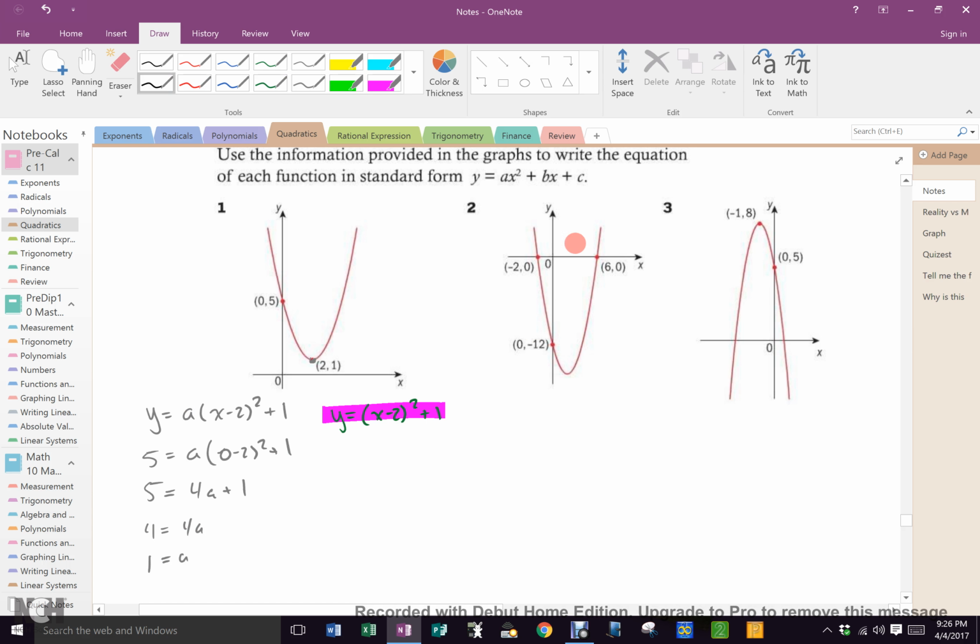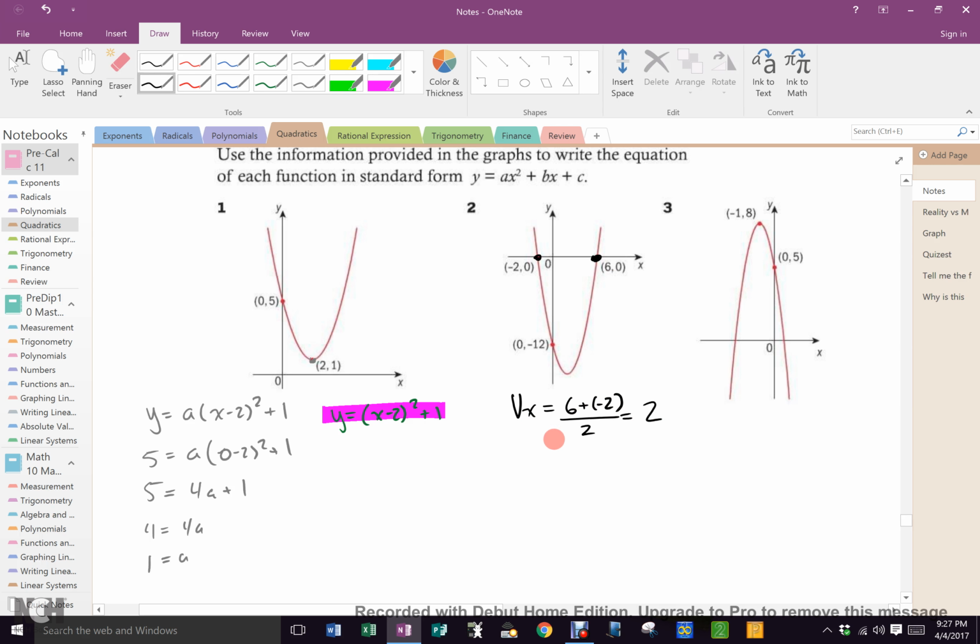This one. Okay, I have my roots, right? So my vertex x has to be halfway between those, which is 6 plus 2 over 2, which means my vertex x has to be 4. Sorry, not 6 plus 2, 6 plus negative 2, which is 4 over 2, which is 2. So my vertex x is 2.